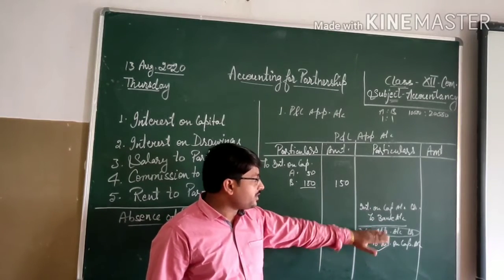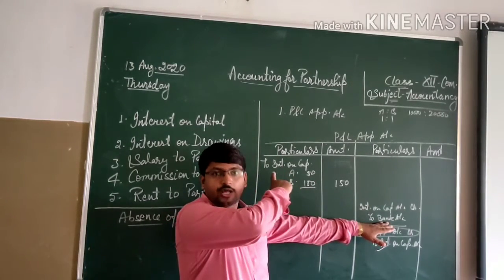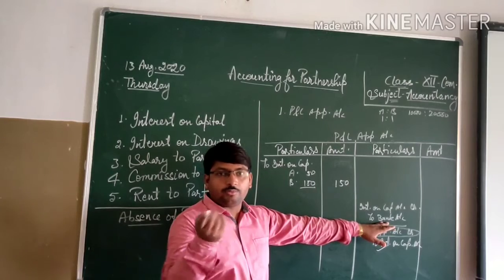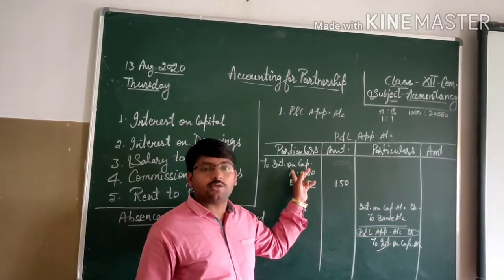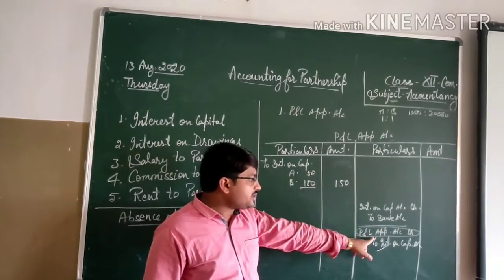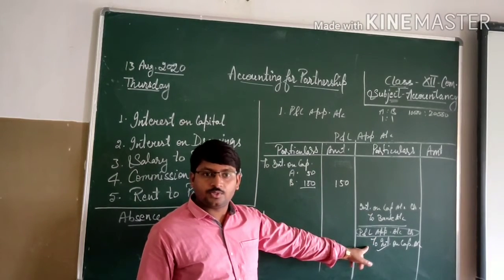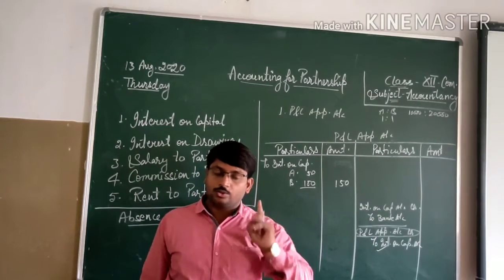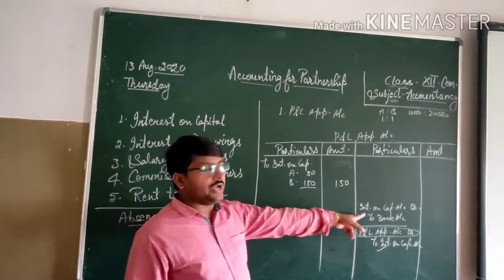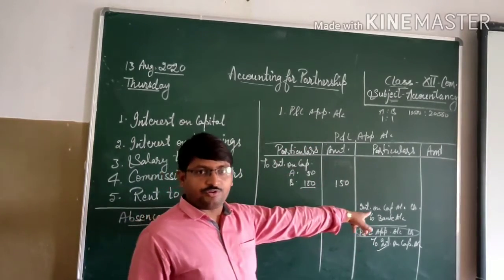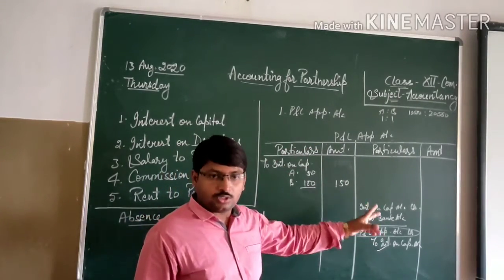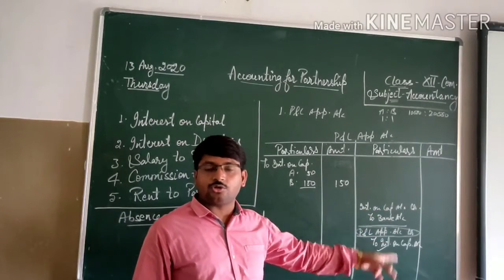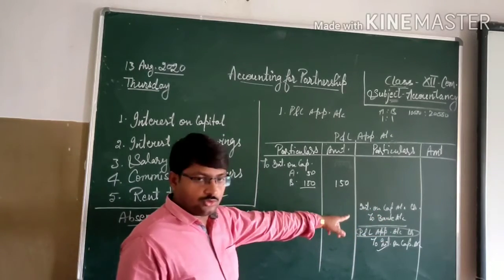If you do not pass this entry, then you are not able to show directly here. You will not be able to understand how it comes here. So for that very reason, you must know this entry also. Is it okay? Okay, friends. So this is the entry for the profit and loss appropriation account, and that is how you have to show the interest on capital there. Okay. So this is the journal entry.